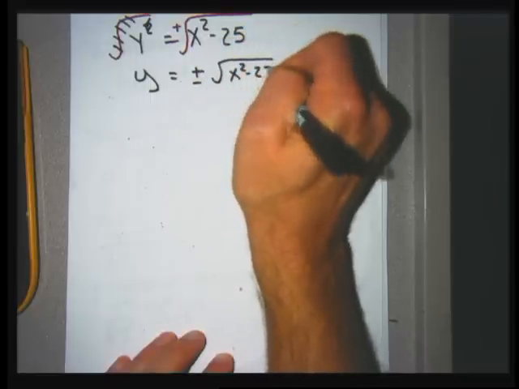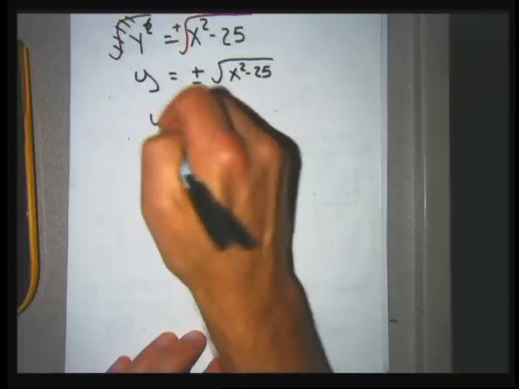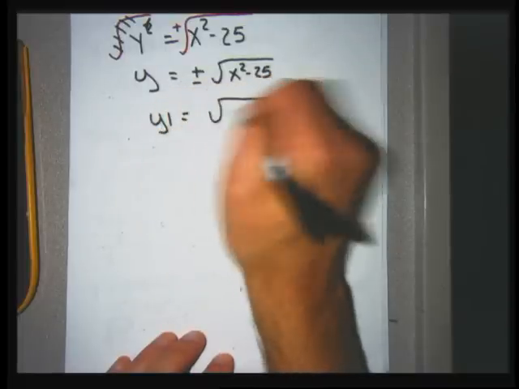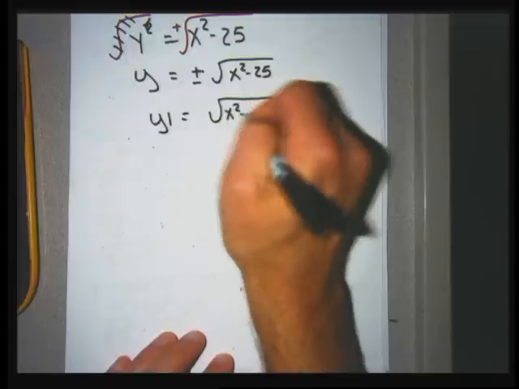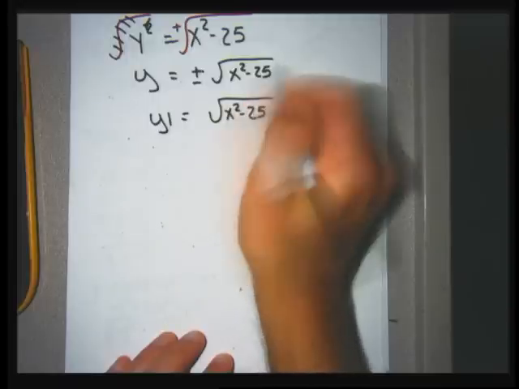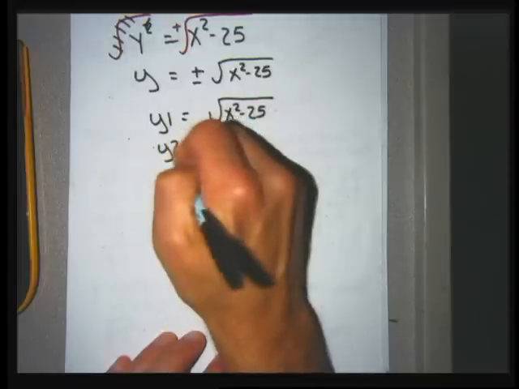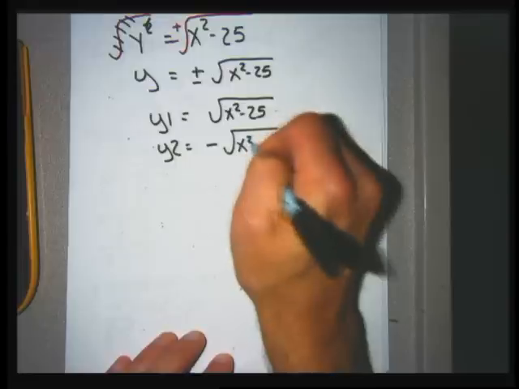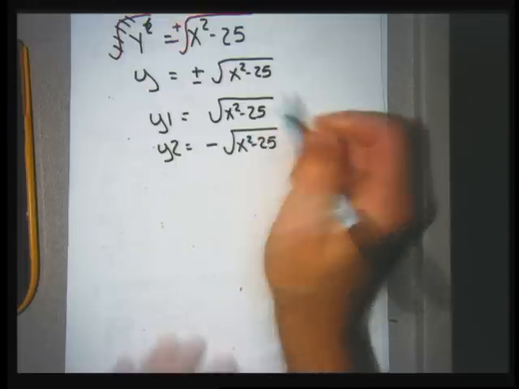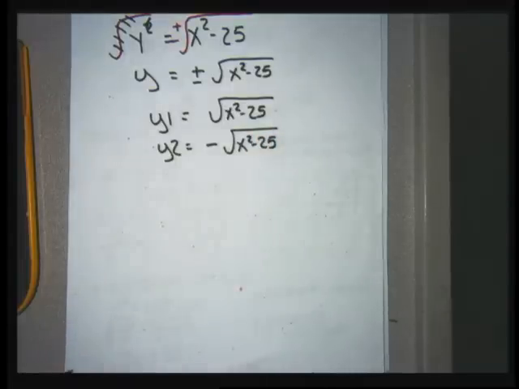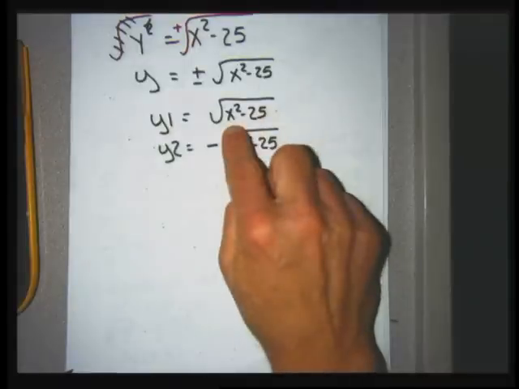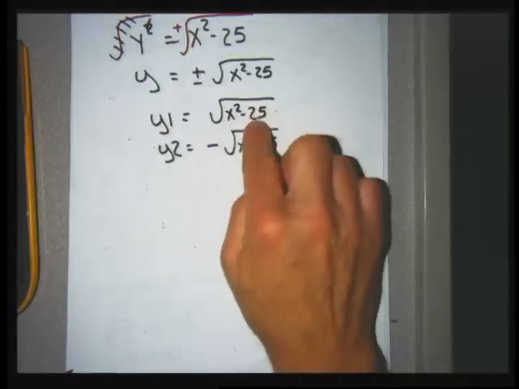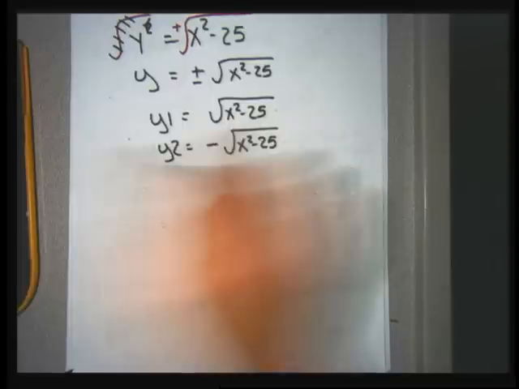I can't enter a plus or minus on my calculator, so when I graph this, I'm going to go y1 equals the square root of x squared minus 25, and y2 equals the negative square root of x squared minus 25. I actually have to enter this as two separate functions to get it entered. This doesn't reduce. You can't make this x minus 5. You can't take square roots of terms individually when there's a minus sign between them.